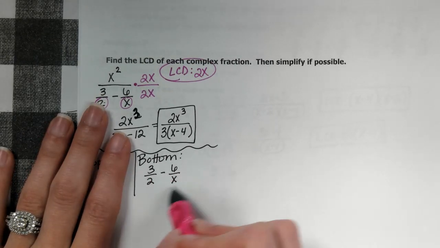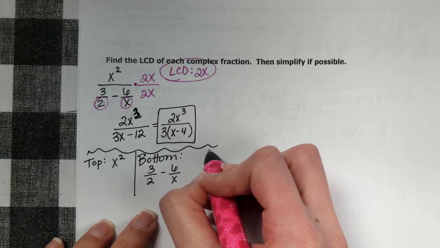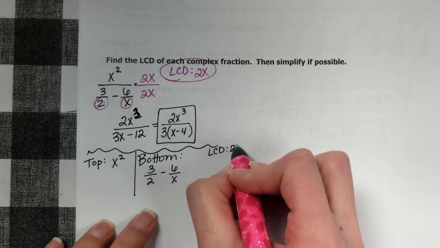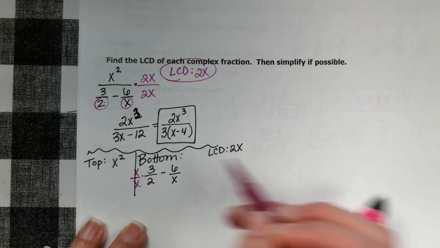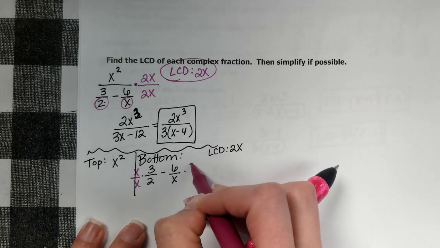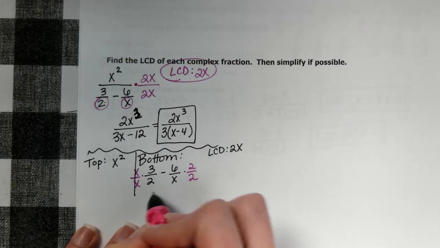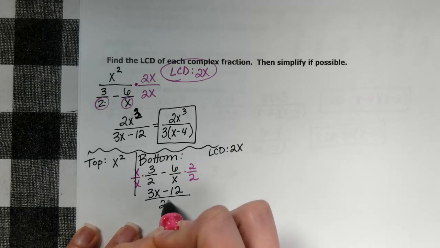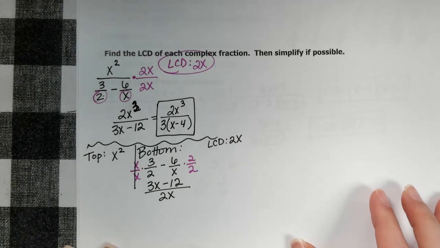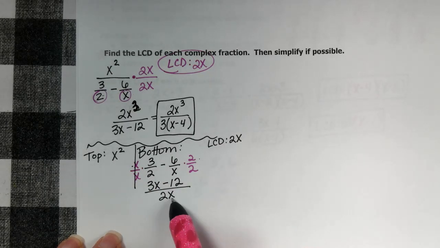This is like my section right before this where I find my common denominator, which is still a 2x, and I multiply by what I'm missing. So here I'd be missing the x. The second I'd be missing the 2, right? This is like what we just did. So then this would become 3x minus 12 over that 2x. Okay, because I would multiply 3 times x, minus 6 times 2. And then my common denominator is 2x.